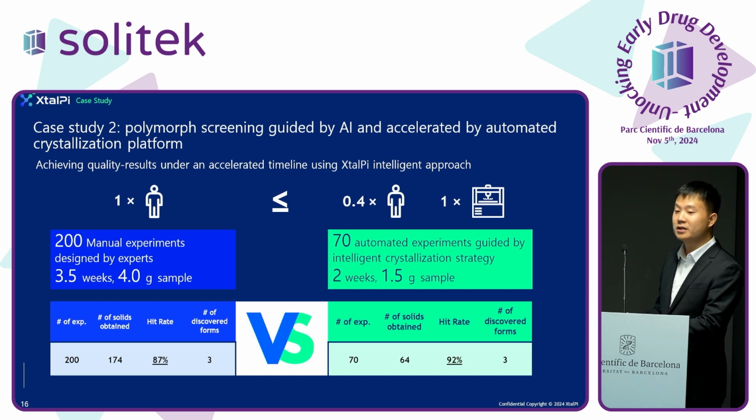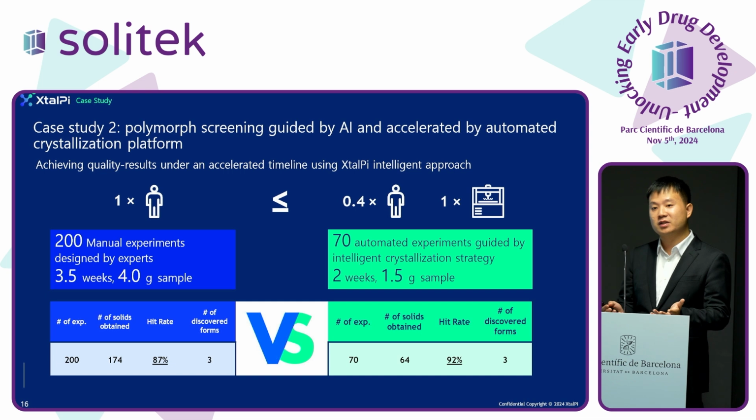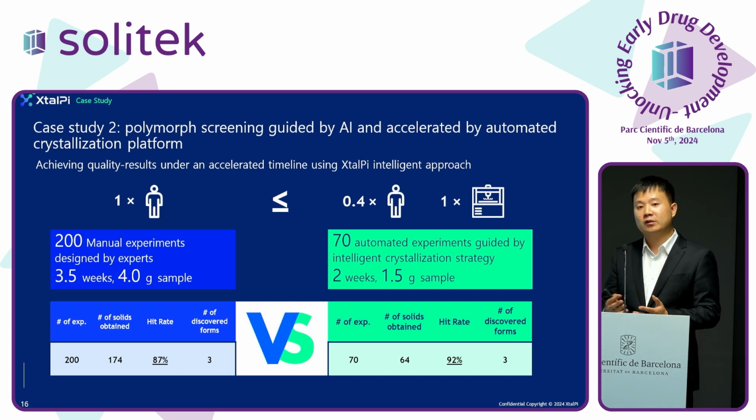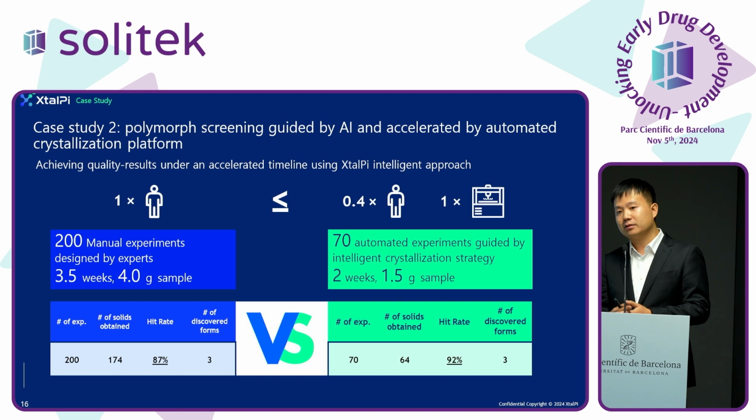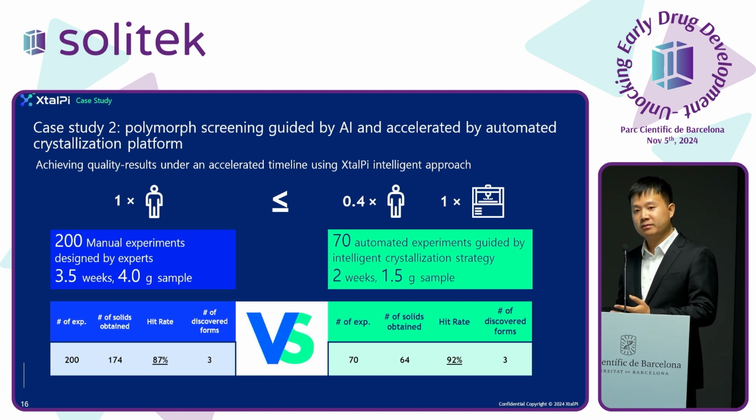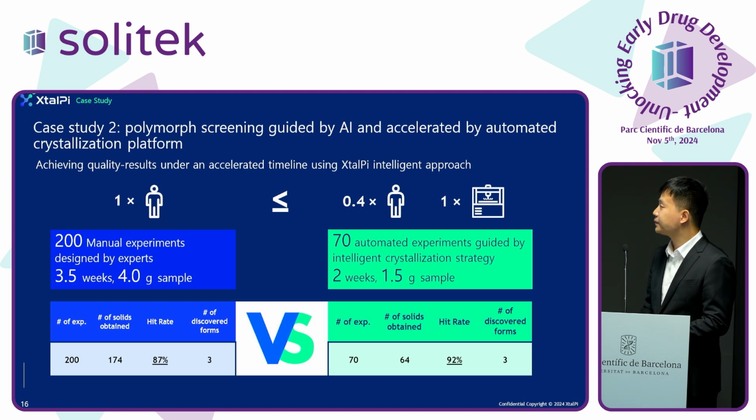Of course, it would be more convincing if we got more forms here. But it's really system dependent. The example we show here tells you the advantage of using this AI algorithm together with automation. We can do the work with less sample, in faster time, and also with fewer human resources.